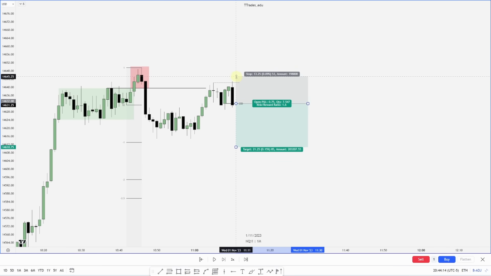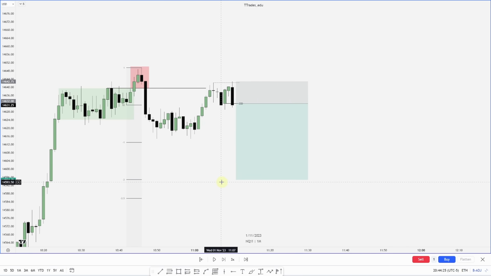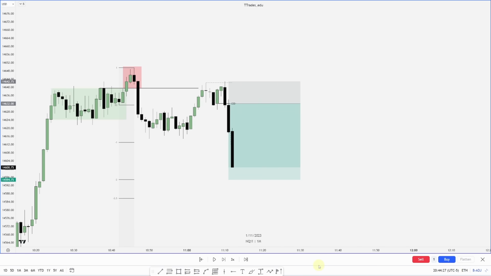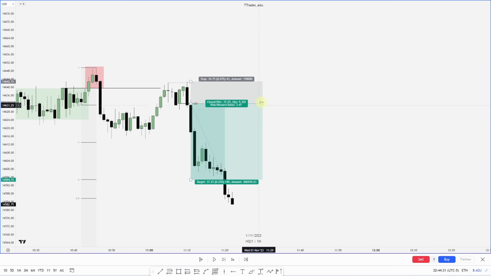And then I can decide I can either put my stop here or up here. In this case, I'm comfortable putting my stop here as we had a sweep. And then I can look to target that original projection. So let's see how this works. And there we go.